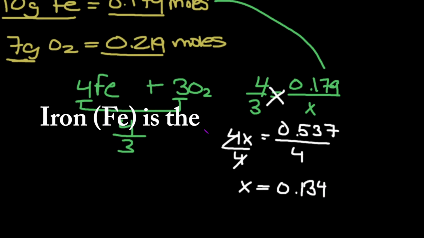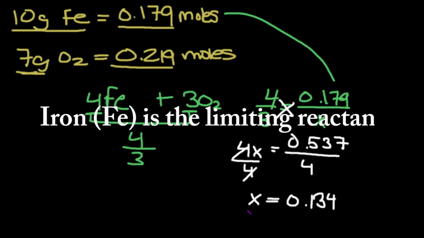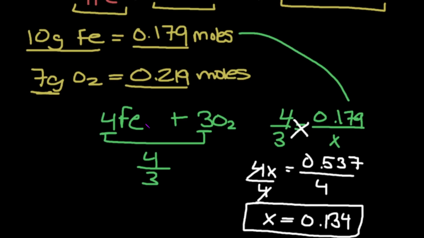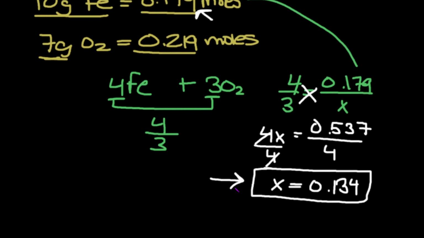So now, what does this tell you? This tells you that you are not going to be using this number anymore, 0.134, but this tells you that iron was the limiting reactant. So in this scenario, the lower number would be the limiting reactant, but just to note, it doesn't always mean that the lower number of moles that you have is the limiting reactant. So now we know that iron is a limiting reactant.